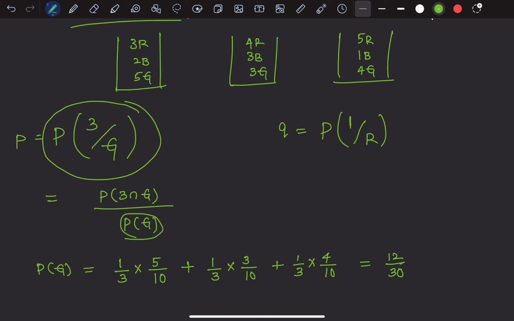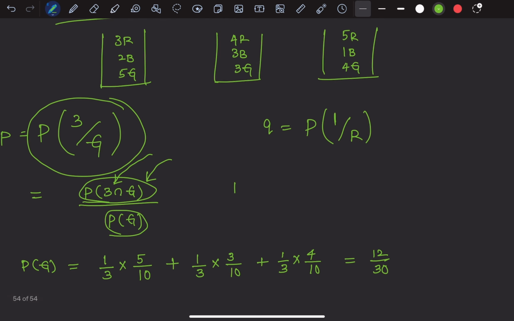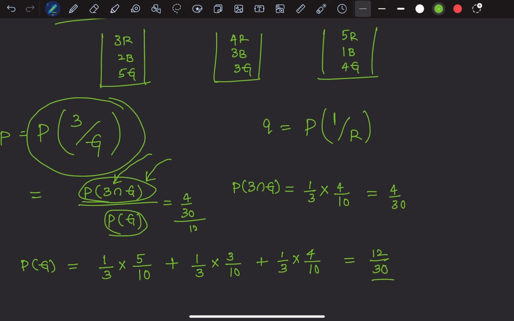Alright. Now probability of 3 intersection G. So you have to select a green ball and you have to make the selection from the third bag only. So P of 3 intersection G will be, first you have to select the third bag. That can be done with the probability 1 by 3. Then you have to select the green ball. So that can be done with the probability 4 by 10. So this is 4 by 30. So your P will be 4 by 30 divided by 12 by 30. So that is simply 4 by 12. So that is 1 by 3. So P is equal to 1 by 3.